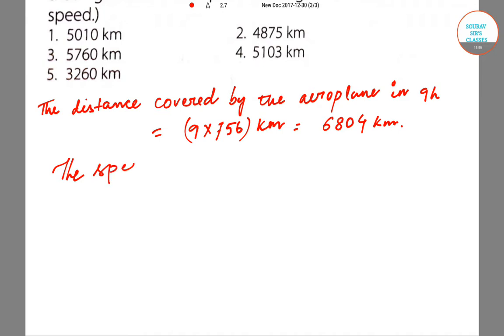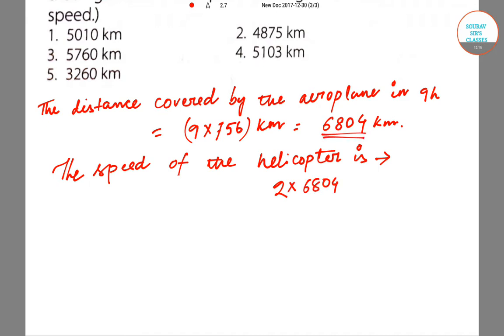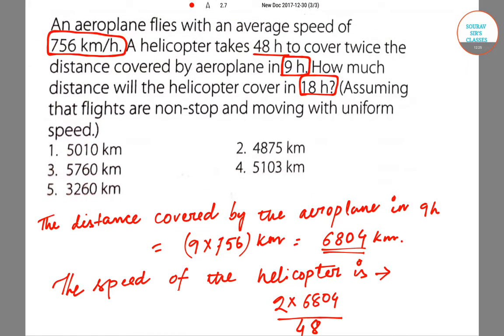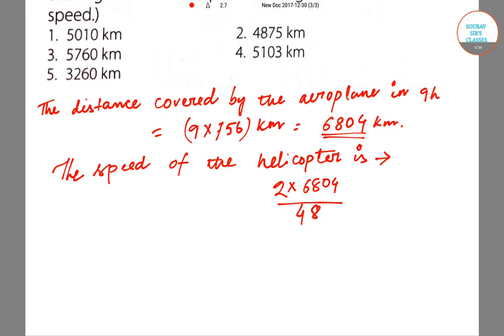Now the speed of the helicopter is 2 into 6,804, that is the distance covered by the aeroplane, divided by 48, because it was said in the question that the helicopter took 48 hours to cover twice the distance covered by the aeroplane in 9 hours. So this is the speed of the helicopter.